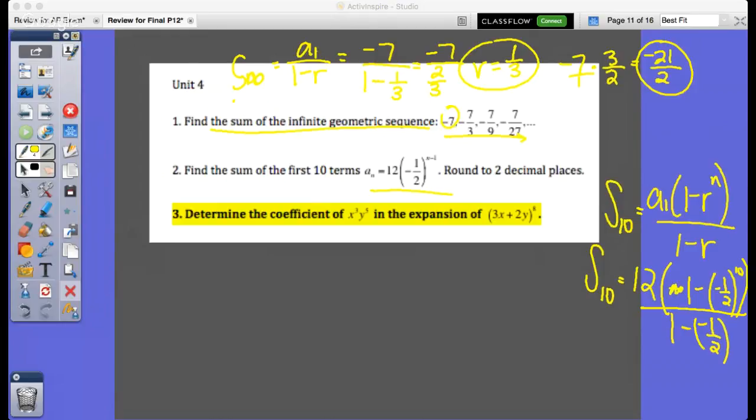I got 7.99. And it said round to 2 decimal places, so should that be like 8? Or would you like it to just keep 7.99? I think it's just 7.99 there. That's a good question on that.